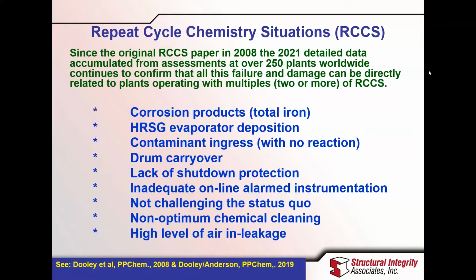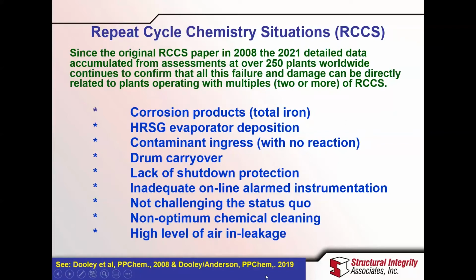that all of these failure mechanisms and damage can be directly related to plants operating with multiples. That's 2 or more of these RCCS. You can read them here. I'm not going to go through them because I'm going to give you a couple of examples to illustrate what constitutes having a repeat cycle chemistry situation or the lack of having that basic chemistry control.